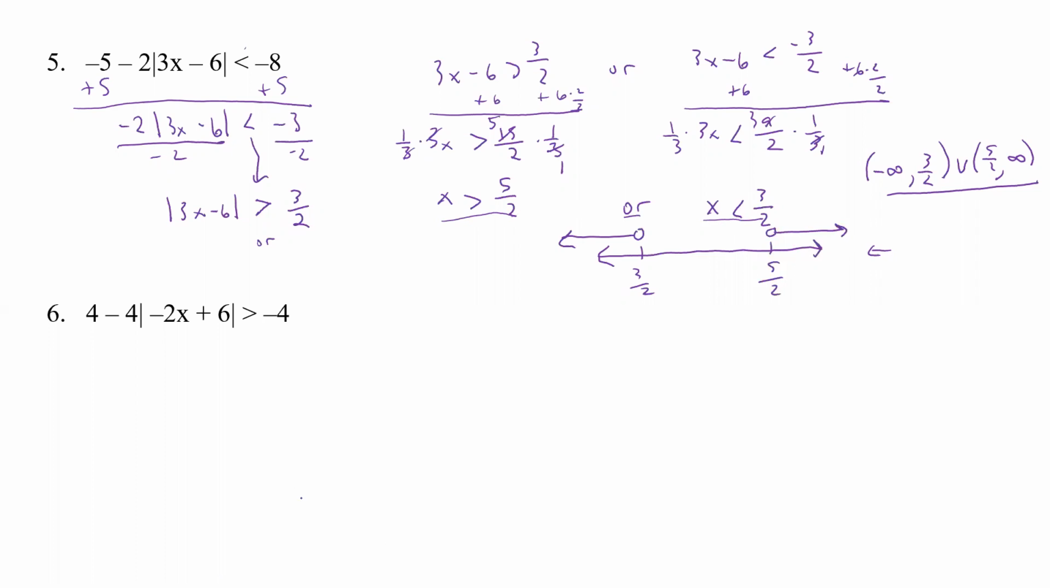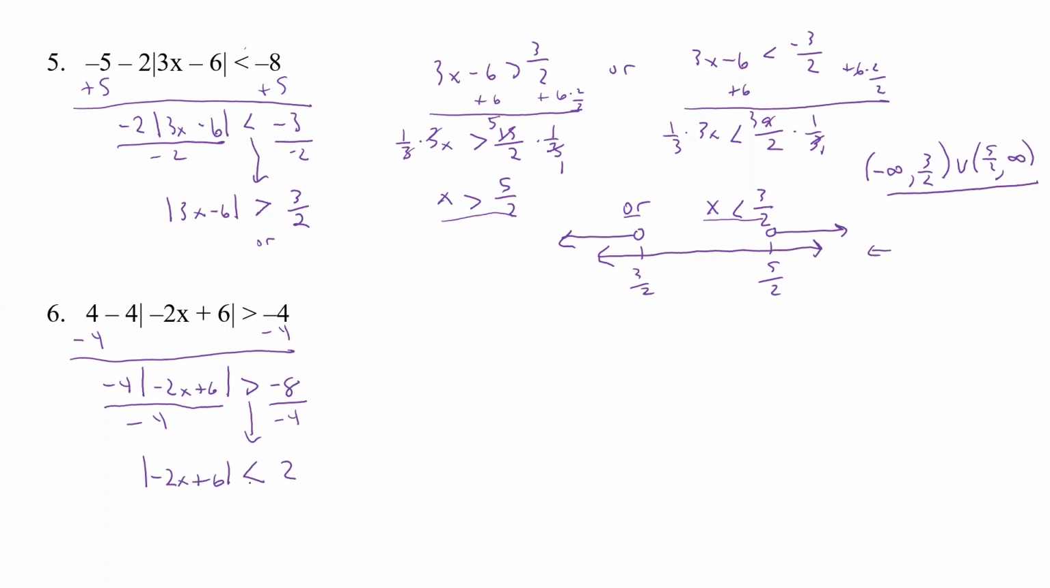All right, so similarly on this one, we have to do the same kind of things. And when we get done, you see we're going to divide by -4, so we're going to have to switch our sign again. But first things first, let's subtract 4. So we have -4 absolute value of -2x plus 6 greater than -4, so it's -8. Now we're going to divide by -4 on both sides. So that, again, changes the sign to less than. On the right here, we'll have 2. On the left, we have absolute value of -2x plus 6.